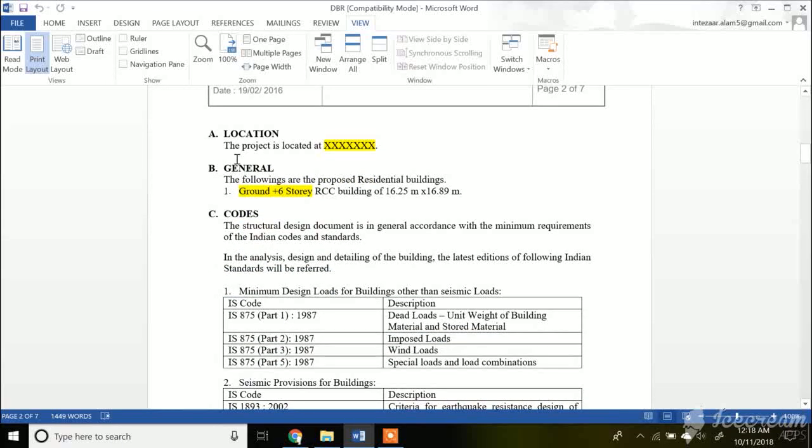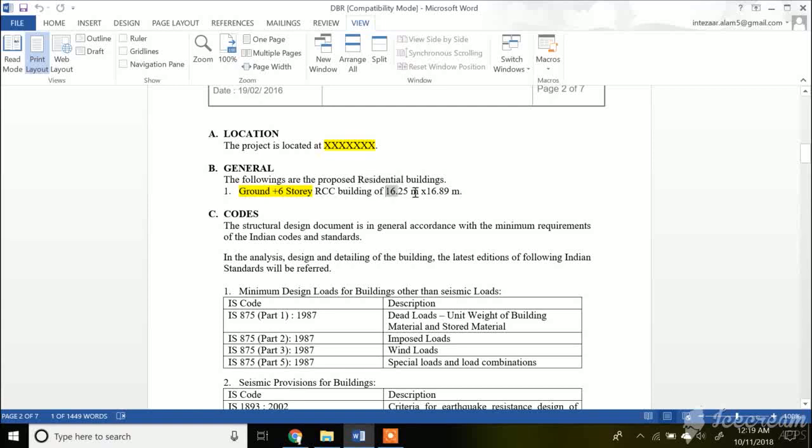The first is the location, where exactly your project is located. So location should be mentioned. In general, the following is the proposed building: whether it is a residential building or a commercial building. If it is a commercial building, you just change it accordingly. In our case, we are designing a residential building. We are designing a ground plus 6-story RCC building.